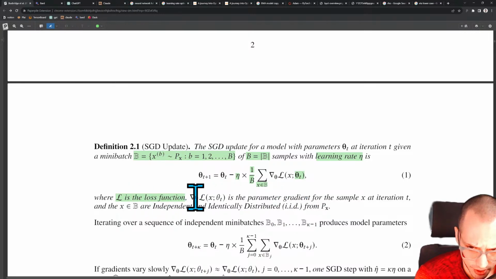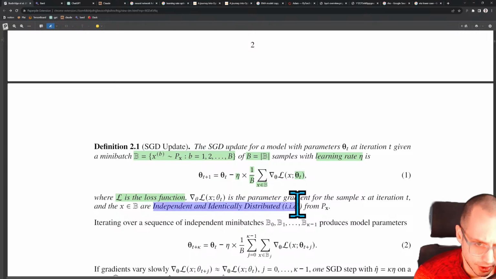Okay. So the gradient with respect to the model parameters of this loss function is the parameter gradient for the sample x at iteration t, and the x sampled from this mini batch B are independent and identically distributed.